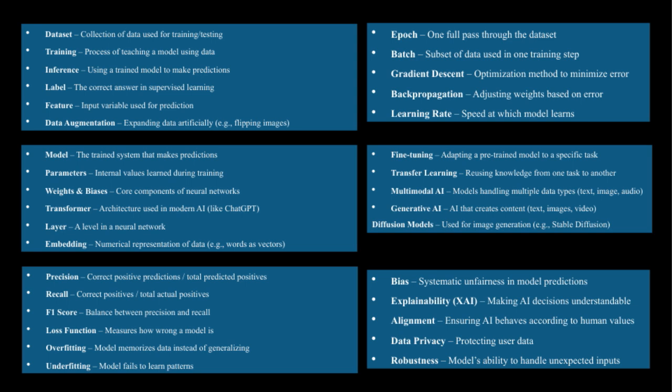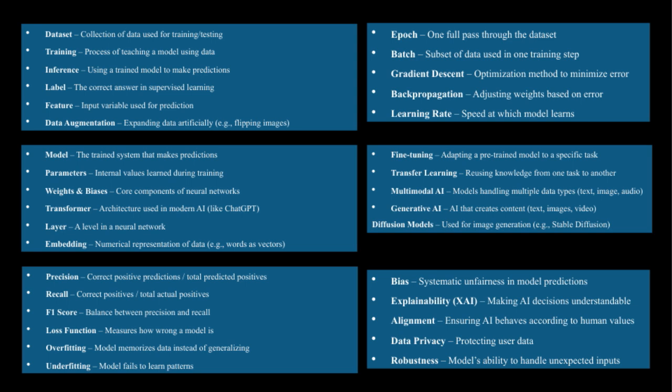Layers are the building blocks of neural networks, stacking to learn hierarchical features. Embeddings are numerical representations of data, like converting words into vectors, making it easier for models to process and understand complex information. A dataset is simply a collection of data points used to train and test the model.